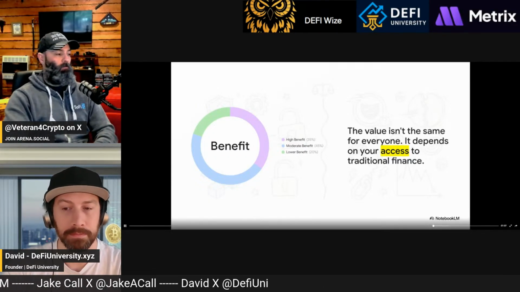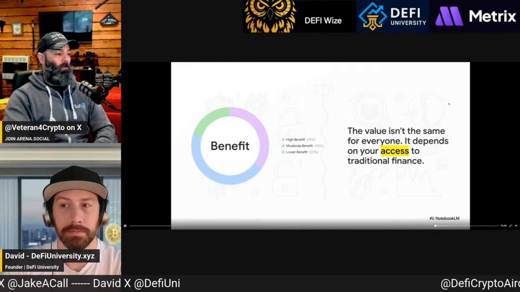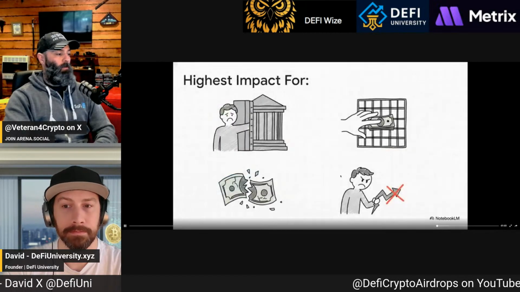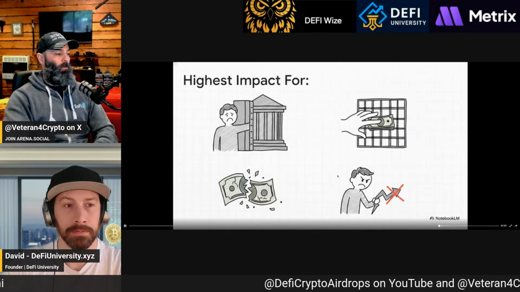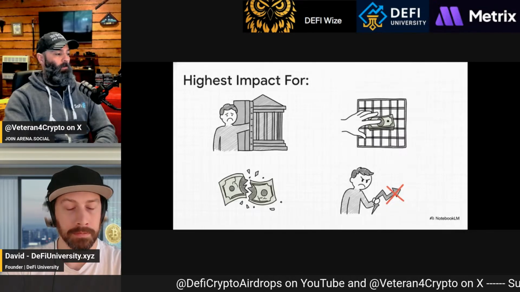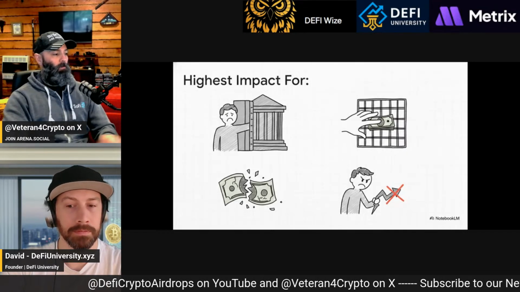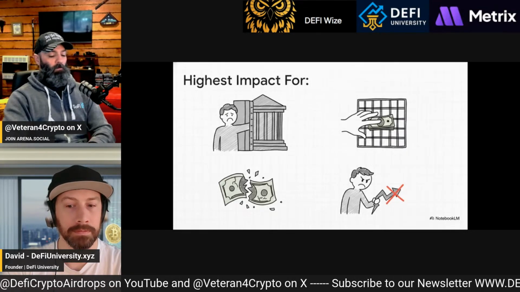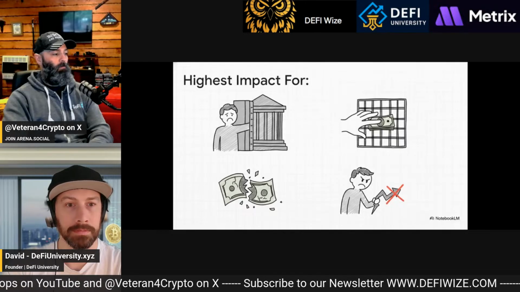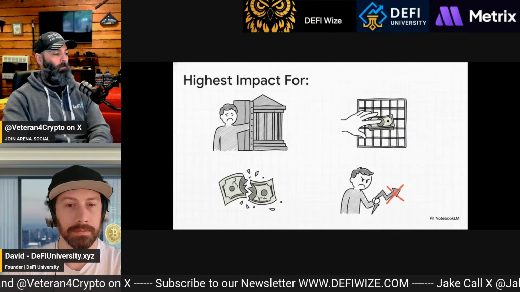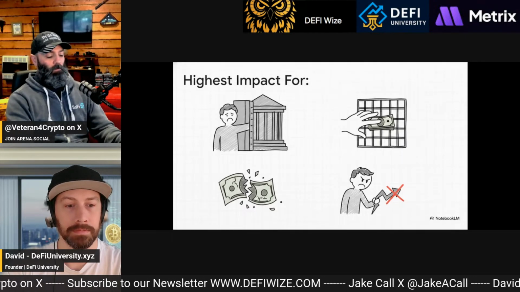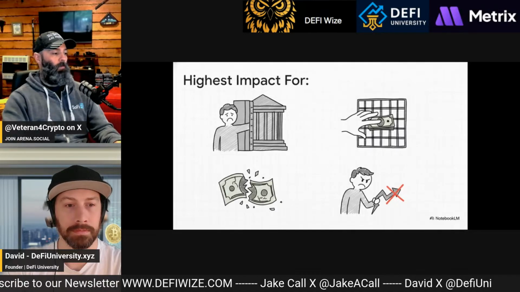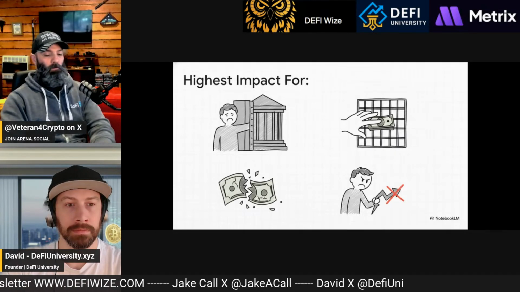In a different situation, the entire calculation is completely different. The impact is absolutely highest for those who have been let down by the traditional system. We're talking about people who can't get a bank account, citizens who are facing capital controls from their own government, or anyone who's watching their life savings evaporate as their currency collapses in real time. For them, the benefits of an open system can easily outweigh the risks.